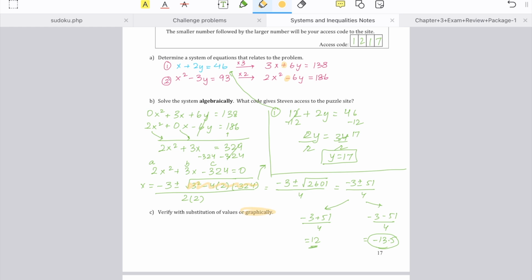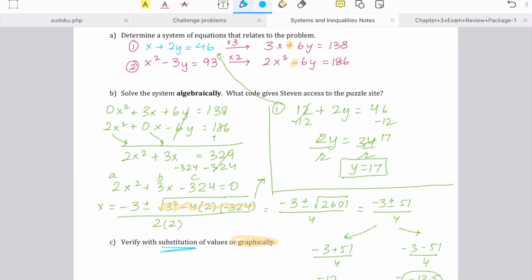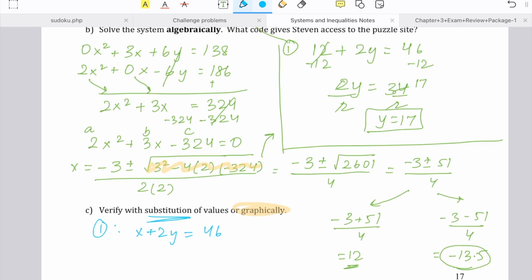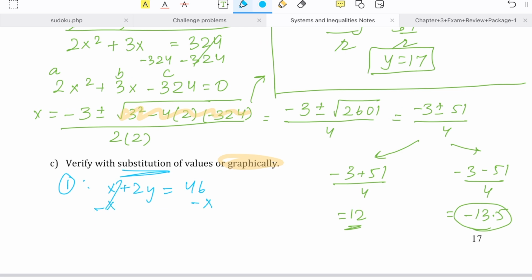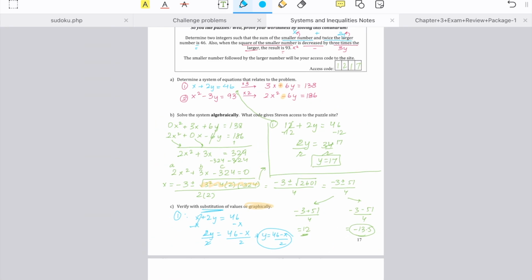If you choose to do it with substitution, all you need to do is use either your first equation or second equation to isolate y. So let's use my first equation to isolate y. x plus 2y is equal to 46, right? So subtract x on both sides and you get 2y is equal to 46 minus x. Divide 2 on both sides and you get y is equal to 46 minus x over 2. And then you can input that in your second equation, right? And then find your answer.